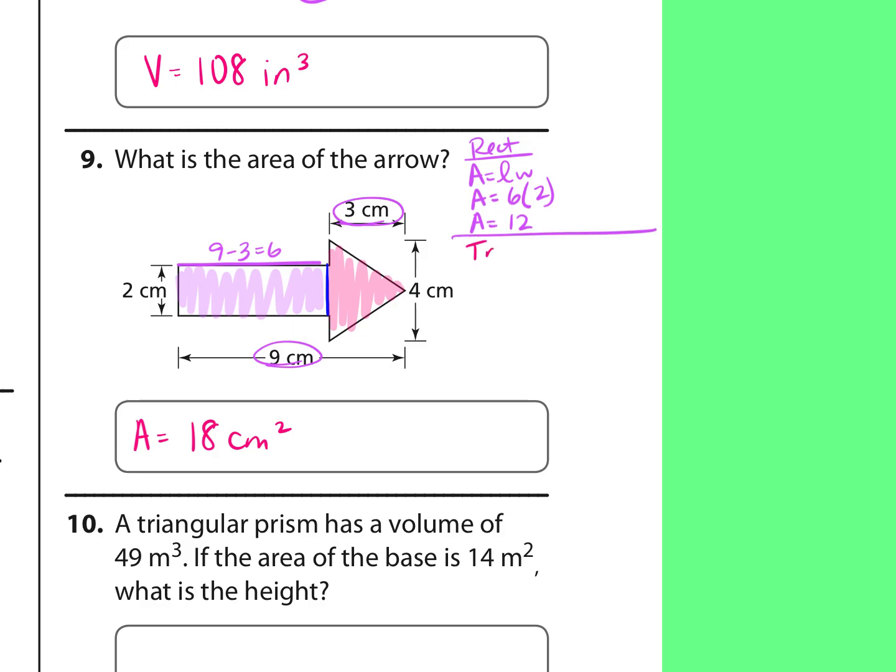Now for our triangle, we have an area of 1/2 base times height. Well, we know that one of those values is 4, and then going 90 degrees from that is 3, because these are two dimensions that are at 90 degrees of each other. So we have 1/2 times 4 by 3. So half of 4 is 2, times 3 is 6. So now we've got the two areas, 12 plus 6, and we just add them together to get 18 square centimeters.